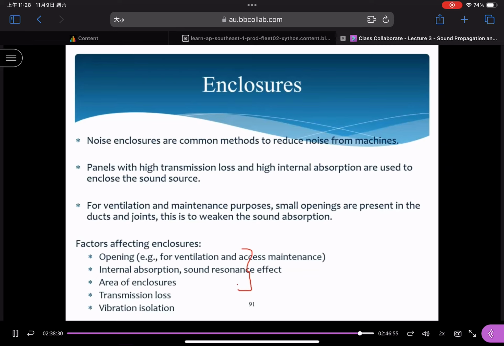enclosures to cover machines, okay, working machines. All these four factors are just used for airborne noise control. For the last one, this is for structure-borne noise control. We will take about 3 lessons to go through how to design an appropriate vibration isolation system.